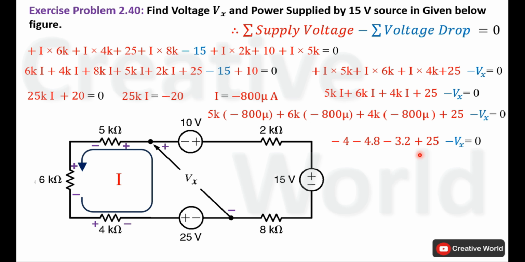In order to calculate the value of Vx, place this minus Vx on the other side of the equal sign to make it positive and add all these constants together, and the value of Vx will become 13 volt. So the value of Vx inside this circuit is 13 volt.